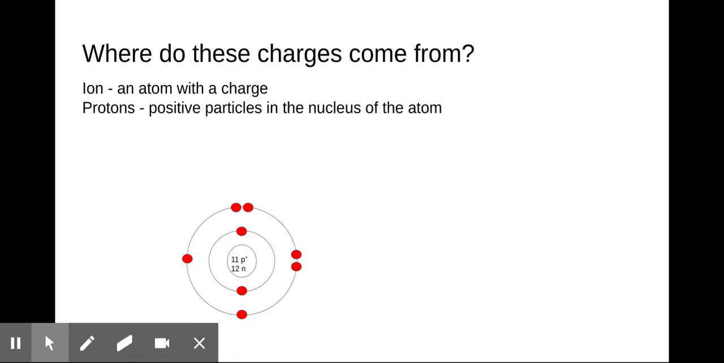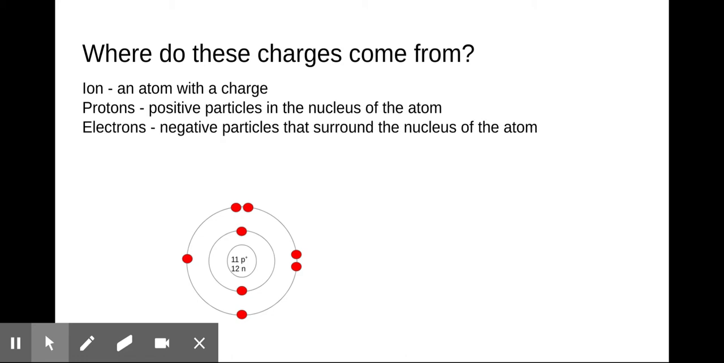Next, protons are the positive particles in the nucleus of the atom, and the electrons are the negative particles that surround the nucleus of the atom. So in our picture below, you can see there are 11 protons and 11 electrons on the outside, as represented by those red dots.